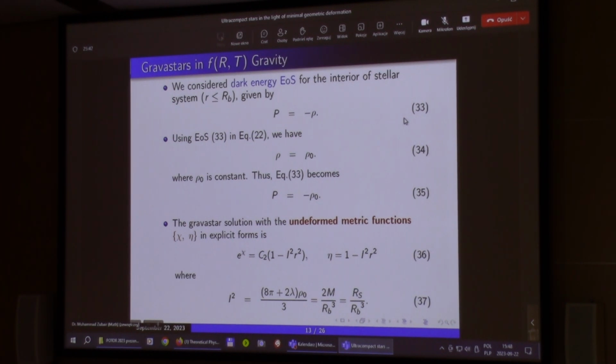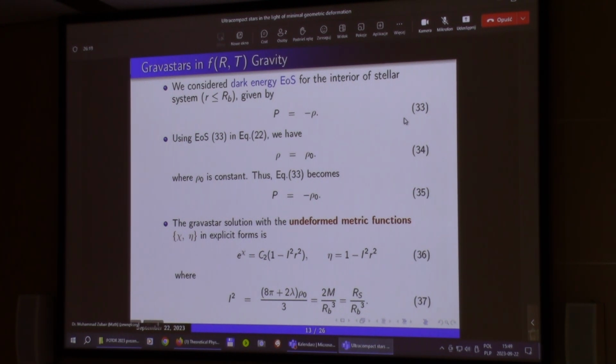In this study, we pick the first condition, which we call the dark energy equation of state, which is omega equal to -1 for the interior of the stellar system, where small r is less than or equal to the boundary. And this condition P equal to -ρ helps us to calculate rho from the field equation. We calculate it to be a fixed value, and then we can also calculate the pressure. Using all these parameters, we finally find the undeformed and deformed metric functions as given in equations 36 and 37.